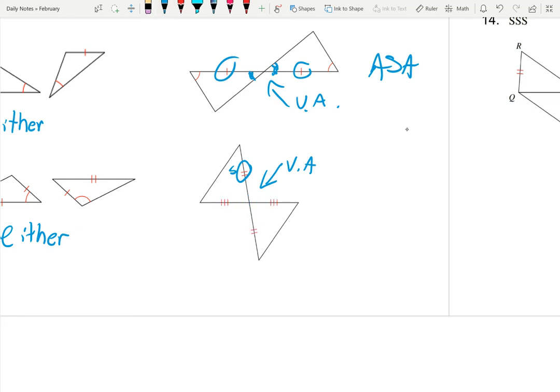Now, keep in mind that our angles are in between the two sides. You've got this side, and the angle between them is the one that we're considering congruent. Same thing on the other side here. You have a side, you have another side, and the angle in between them is the one that's congruent. So you have the angle between the two sides, then you have side, angle, side congruence.